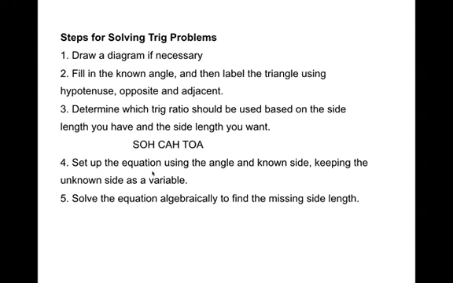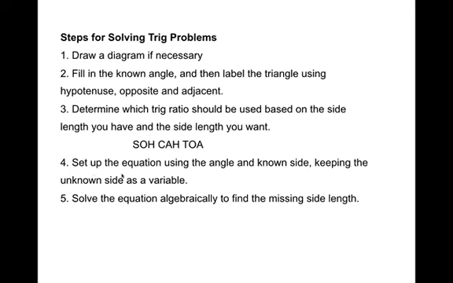So you start off, you draw your diagram, you fill in the known values, whatever side length and angle you do have. Looking at what you want and what you have, figure out which of these trig ratios is best. If you have the hypotenuse and you want the opposite, use sine. If you have the adjacent and you want the hypotenuse, you'll use cosine.